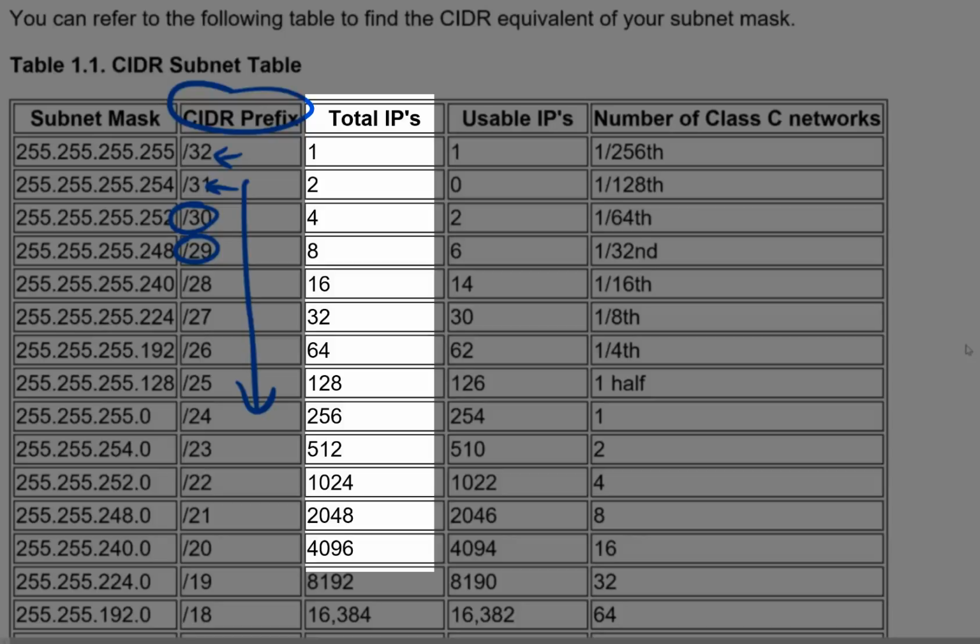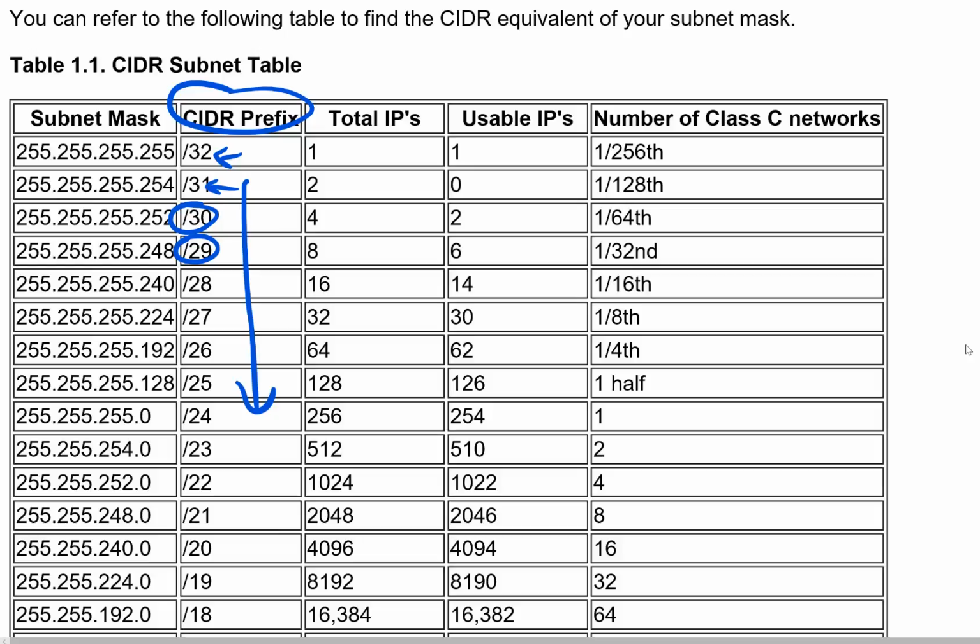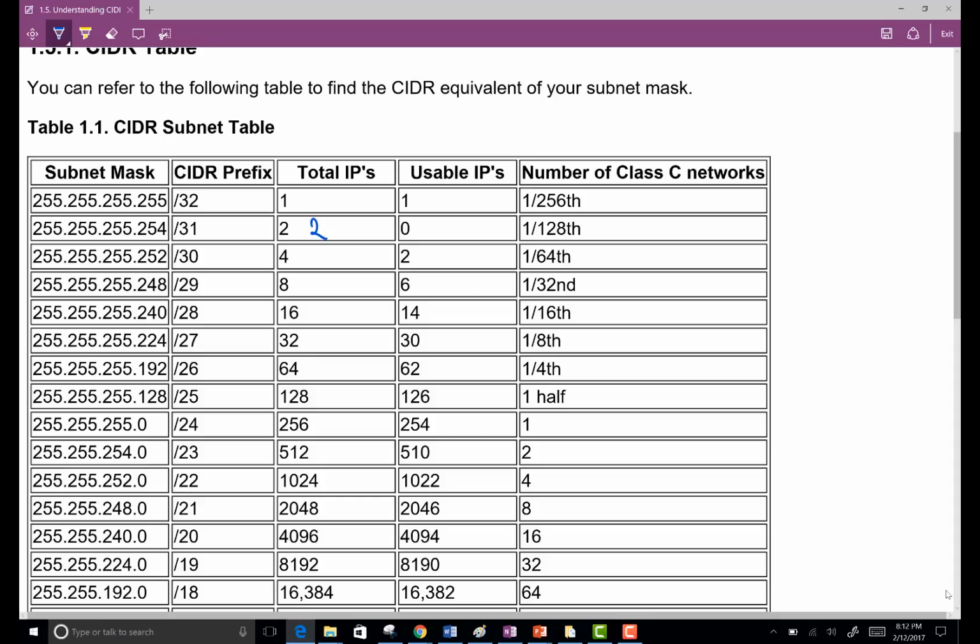Total IPs, we can look at this a couple of ways. We double the number before it to get the next number. Double 1 is 2. Double 2 is 4. Double 4 is 8. Double 8 is 16, and so on. Or if you prefer exponents, starting with 2, 2 to the first power is 2. 2 to the second power, or 2 squared, is 4. 2 cubed is 8. 2 to the fourth power is 16. 2 to the fifth power is 32. 2 to the sixth power is 64, and so on.